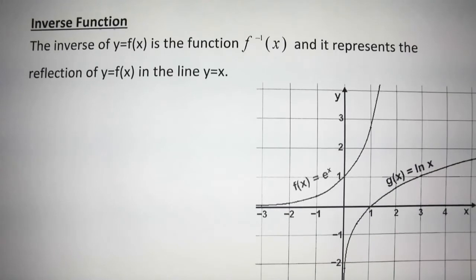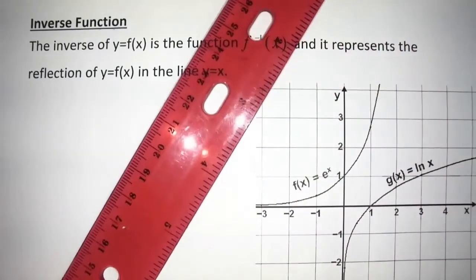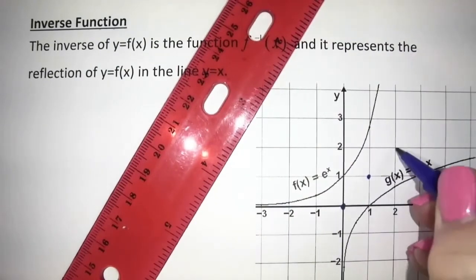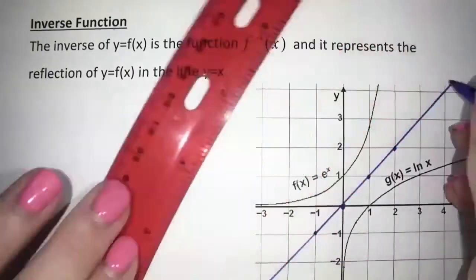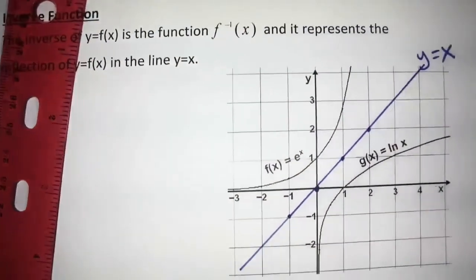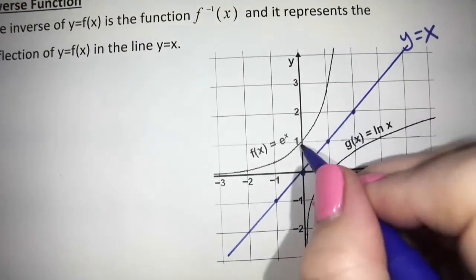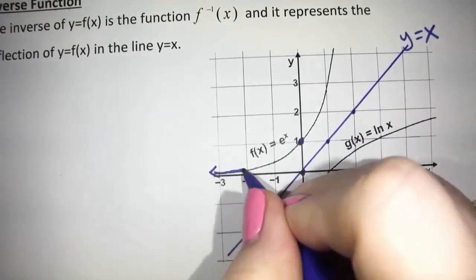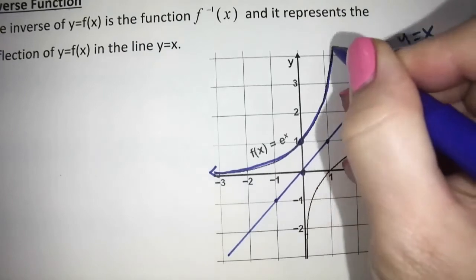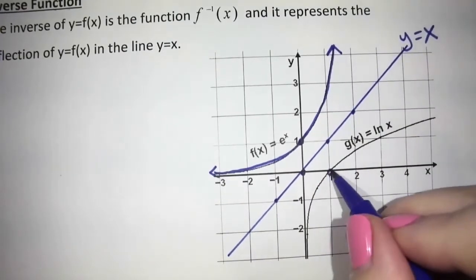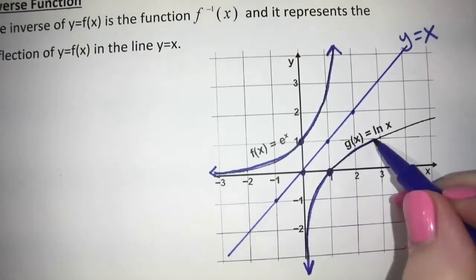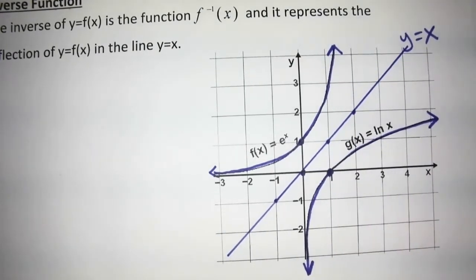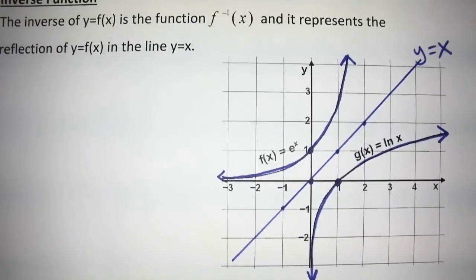So these graphs are inverses of each other, and that means they're a reflection in the line y equals x. So y equals x is 0, 0, 1, 1, 2, 2, negative 1, negative 1, etc. And you can see that if you draw the line y equals x, y equals e to the x goes through 0, 1 and extends down and goes all the way up like this. And y equals ln x goes through 1, 0 and has an asymptote of the y-axis and goes up like this. So you can see that it's a reflection in that line.